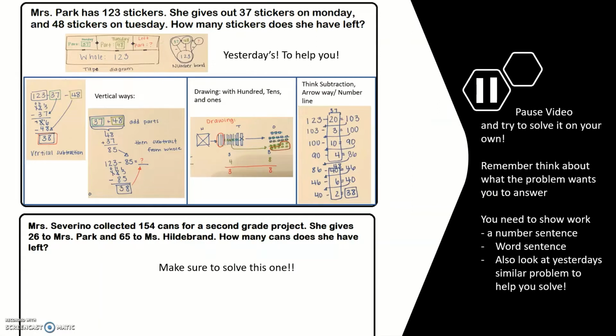So now, what I want you to do is, in a little bit, you're going to pause the video. I also put yesterday's work up to show you examples. You are not solving this problem. You are solving this problem right here. So make sure to solve this one. Your numbers that you are using are 154 cans and 26 to Miss Park and 65 to Miss Hildebrand. These are examples of what we did yesterday, and you can draw from what we did yesterday. Make sure you have a word sentence and a number sentence, and you can do this on any type of white paper you have. So pause and try it now.